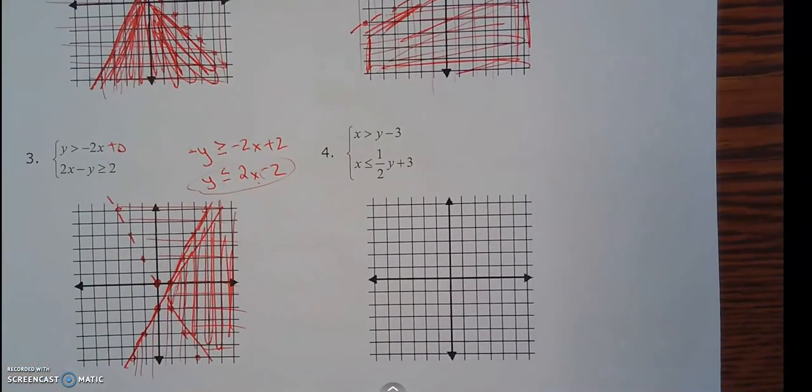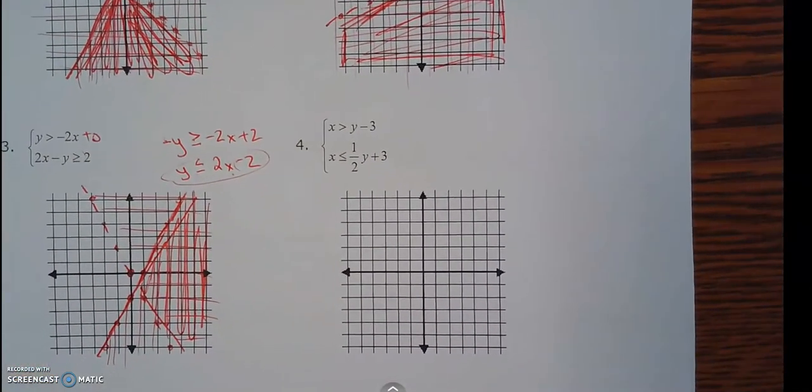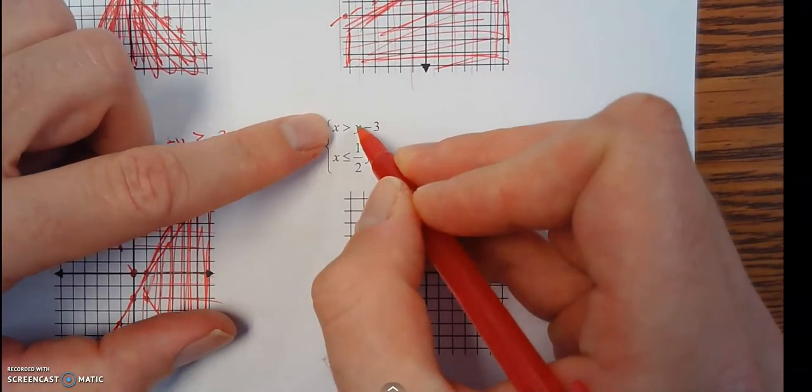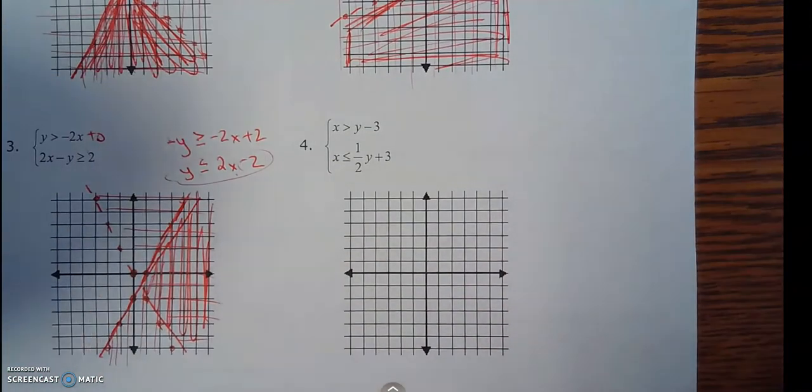Okay. I'm going to do number 4. I'm going to do it quickly. Well, maybe we should get y by itself. Let's do it this way. Let's get y by itself here, and then after we get the equations, I'm just going to pause, graph it, and you can check yourself.